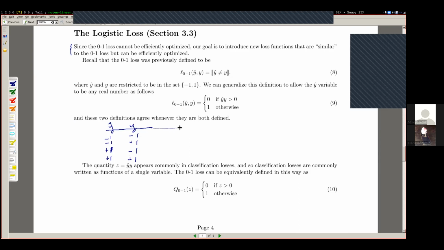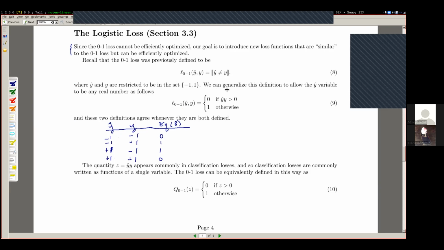And the equation 8, if we plug in these 4 different inputs, again, the meaning of this formula, these square brackets, is that whenever y hat is not equal to y, we'll get a 1 out. Whenever they're equal to each other, we'll get a 0 out. So equation 8 here, when they're equal to each other, we get a 0. When they're not equal to each other, we get a 1. And these are the only 4 possible inputs and outputs to this particular function.